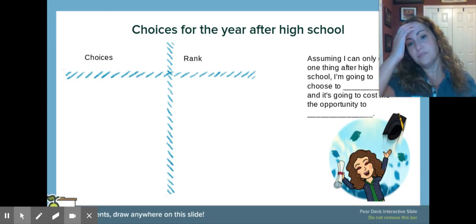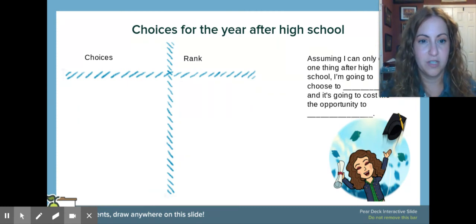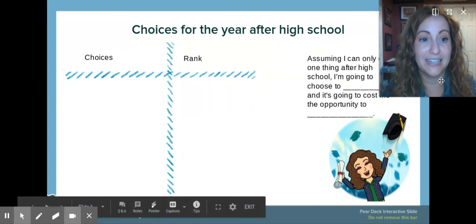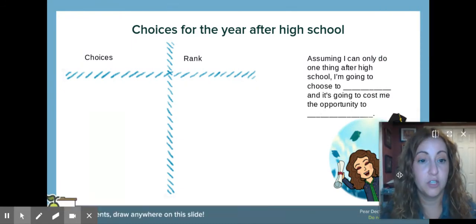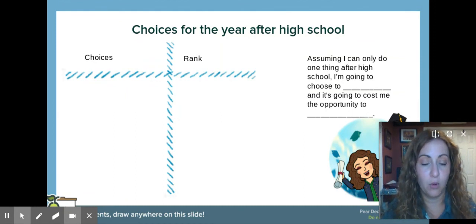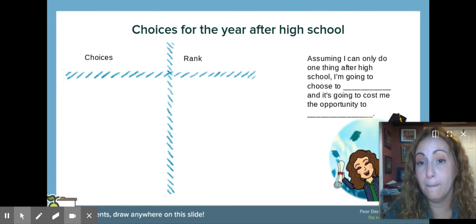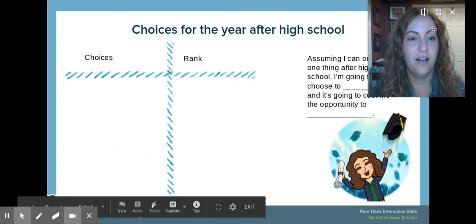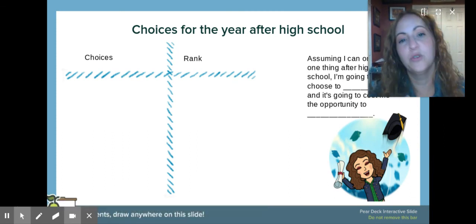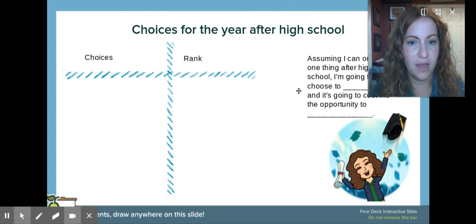So we're going to stop here. We're going to do this together. You can get a little sneak preview so you can see what I'm going to be asking you guys to do when we get together. It says, assuming that you can do one thing after high school, I'm going to choose blank. And it's going to cost me the opportunity to blank. And we're going to be writing some choices. And we're going to rank them, of what you guys can do after high school. And we'll do it together. So it'll be fun.